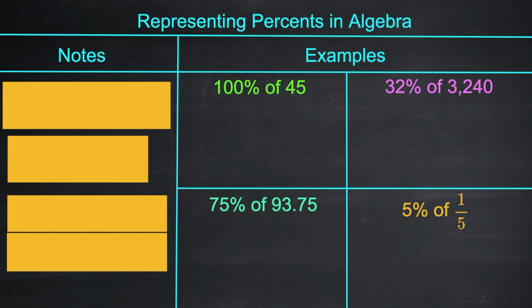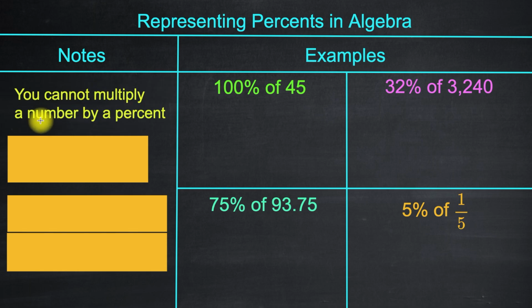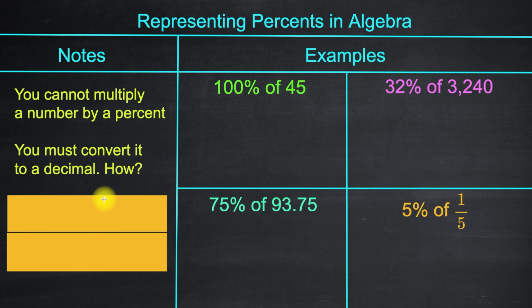So here's note number 1. You cannot multiply a number by a percent. So I can't multiply 100% times 45. So what I would have to do is the following. We have to convert it to a decimal. So how exactly do we take this percent and convert it to a decimal?